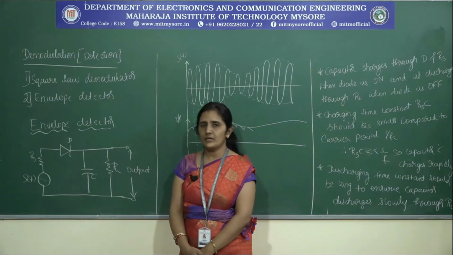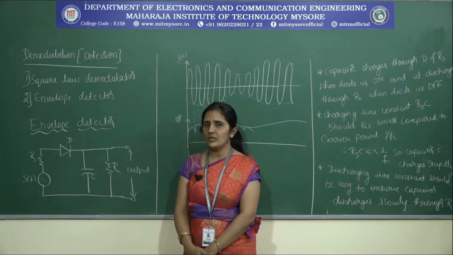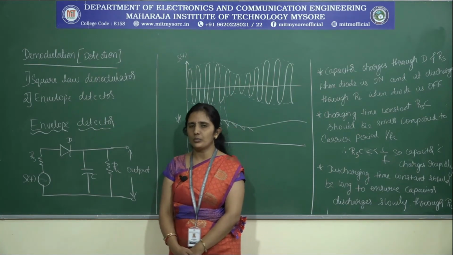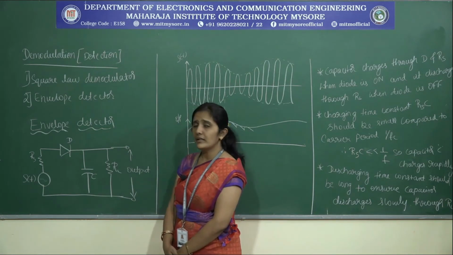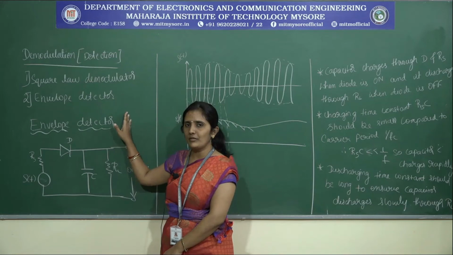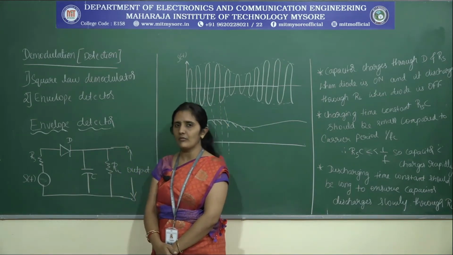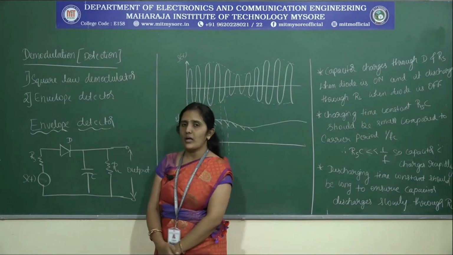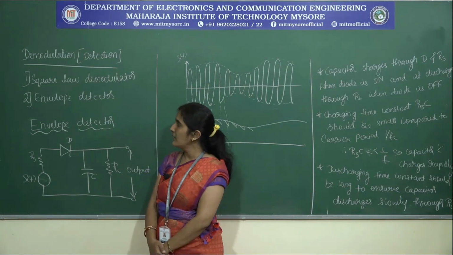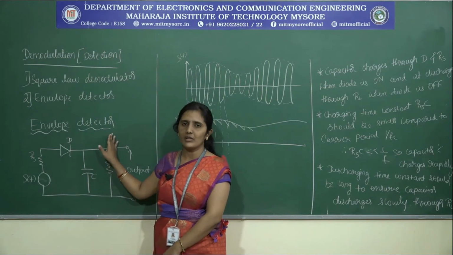So till now we have seen the AM generation by using the switching modulator. There we have seen the circuit along with the output V2 of t. Now let us see the demodulation. How to detect the AM wave here? We have two methods for demodulation, two circuits: the square law demodulator and the envelope detector. For our syllabus we have the envelope detector.